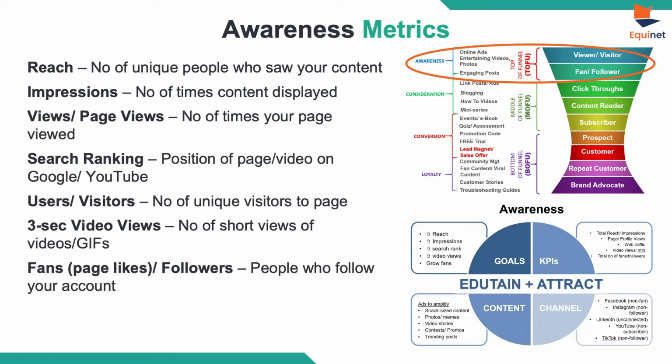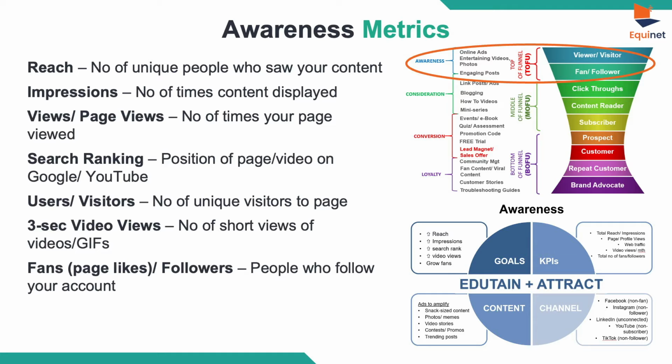Now, I'm going to go through some of the different metrics that you can use to measure your social media performance at each stage. This will be mapped to the 4 marketing goals. First, let's look at your social media performance metrics. For the awareness stage, you can measure success through indicators like your reach, the total number of people who have seen your content, or your impressions, the number of times your content is displayed on the various channels. This may also include your page views, your search ranking, the number of unique visitors to your page, as well as the number of people who follow your account.